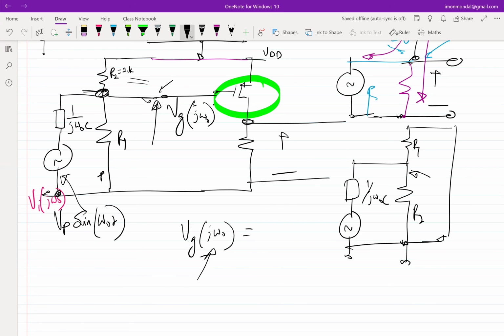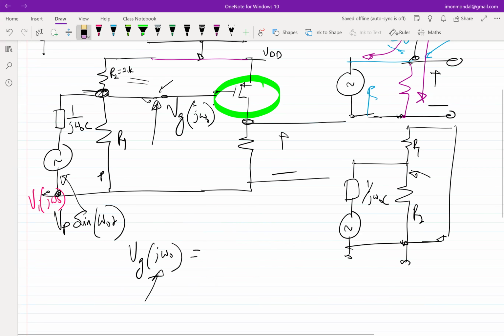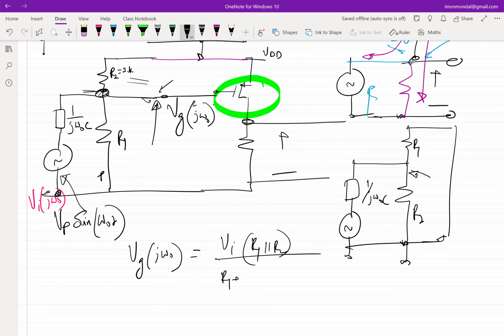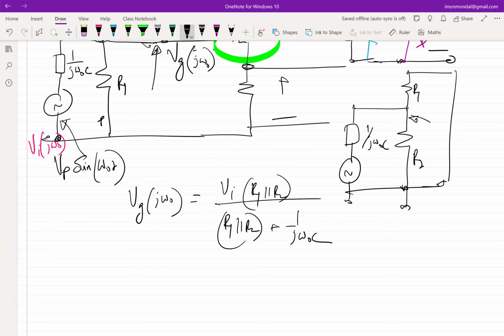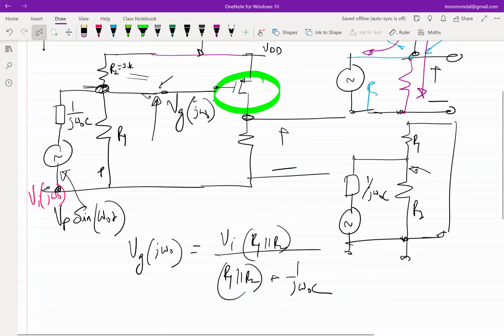So Vg at j omega naught becomes Vi times R1 parallel R2 by R1 parallel R2 plus 1 by j omega naught C. Right? Make sense? Does it make sense? Okay, fine.